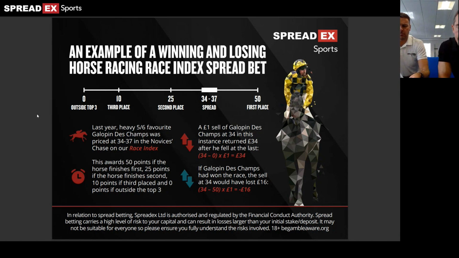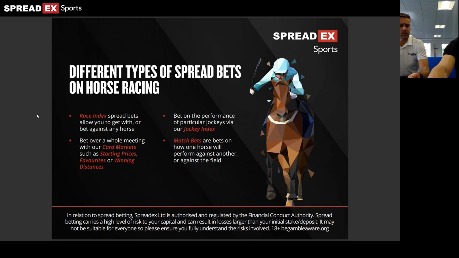I think we'll just run through this first to outline the different types of markets that we offer, and then we'll move back to that example. That was an example of a race index bet, which is probably our most popular spread betting market. It's the main alternative to a traditional fixed odds bet. The race index allows you to get with or bet against any horse in a race. We'll go back to that just after I run through a few more of the things that we offer.